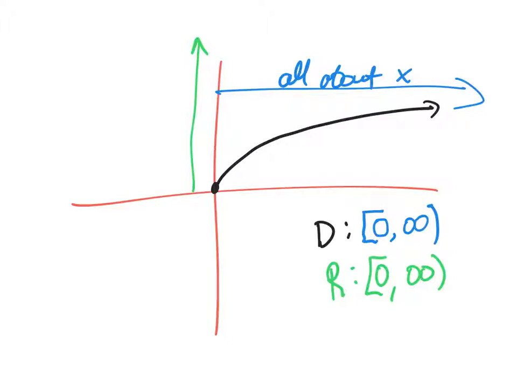Parentheses mean it can't touch that. Like you can't get to infinity. It doesn't touch there. Bracket means it can touch there. My function touches at 0. So I say 0 bracket to infinity.